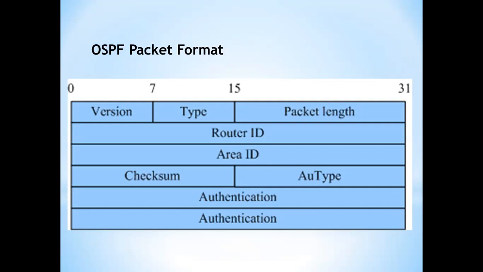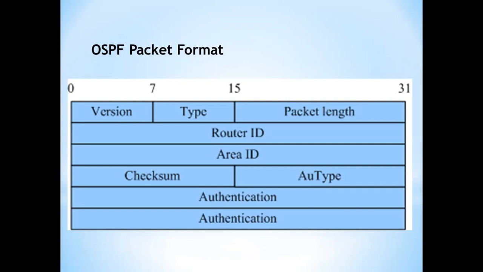Next is message length or packet length. This 16-bit field defines the length of the total message, which includes the header as well as the body. Next is source router IP. This 32-bit field defines the IP address of the router that sends the packet. Area identification or area ID. This 32-bit field defines the area within which the routing takes place.